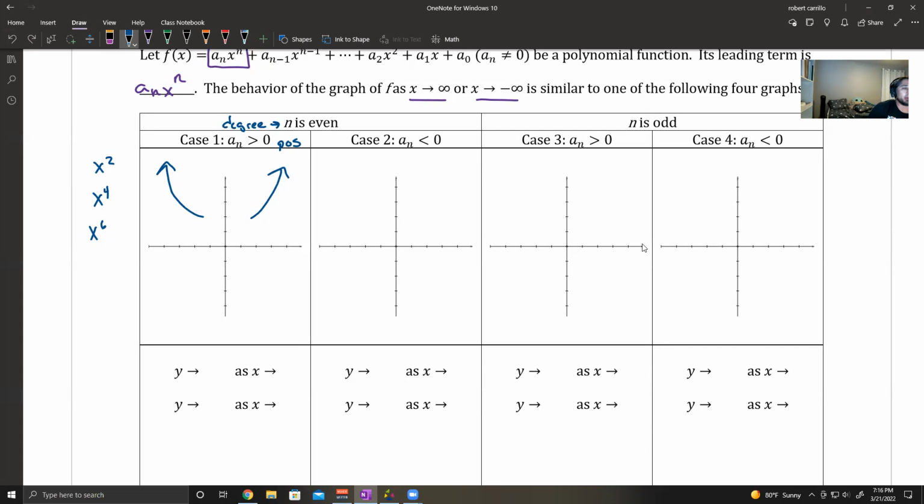All right, now down below, we want to analyze the graph. So here is a left side, right side analysis of the graph. So if we look at the left side of the graph, where are those y values headed?